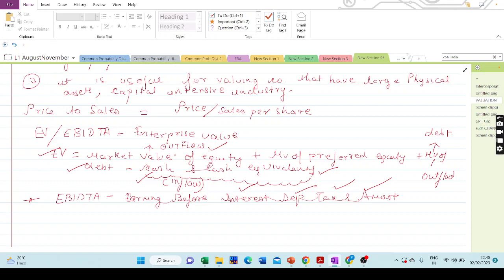And interest and tax are non-operating expenses for non-financial firms. So it's basically excluding non-cash and non-operating expenses, and that is why it's reflecting the core profitability of the company, or the profitability generated by core operations. So please write down, EBITDA basically refers to the profits generated by company's core operations. It excludes non-cash expenses like depreciation and amortization. It also excludes non-operating expenses like interest and taxes.